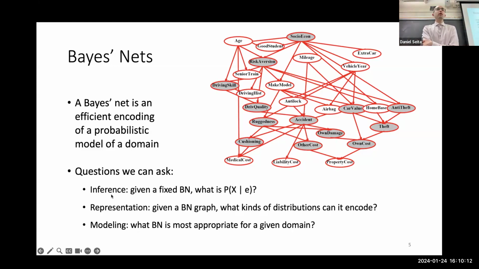And today we'll be talking a lot about questions related to representation and modeling. So given a Bayes net, what kind of distribution can we encode? And also, what Bayes net is most appropriate for a given domain? You might have two different Bayes nets that could encode the same distribution, so which one do you pick? We'll be talking about that today.